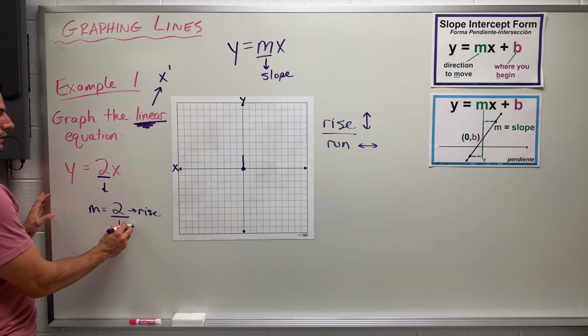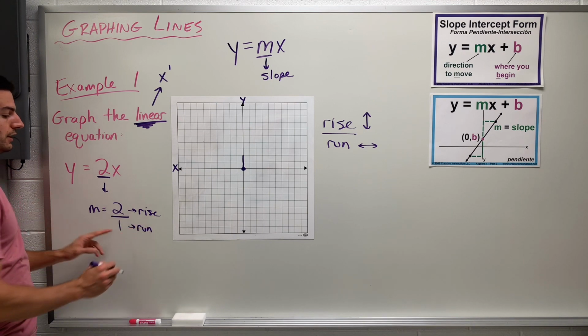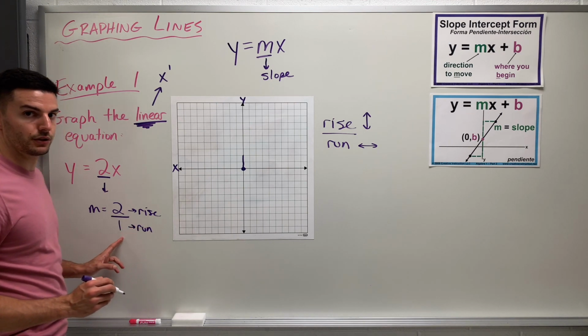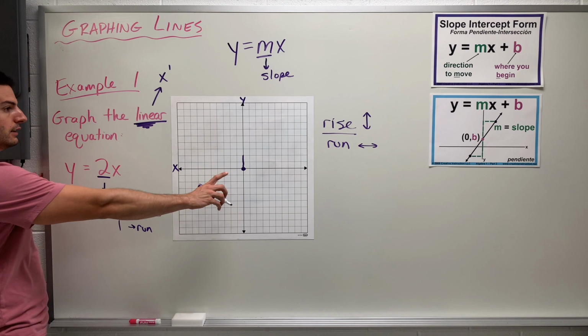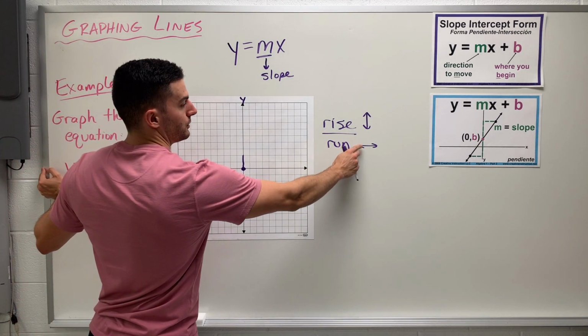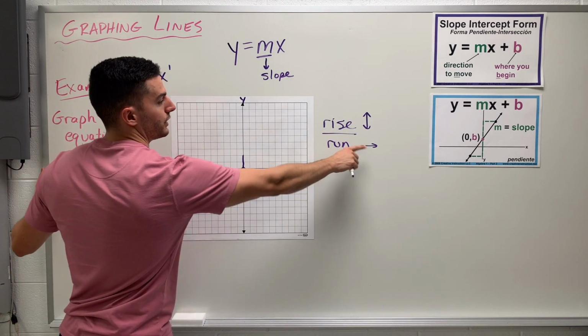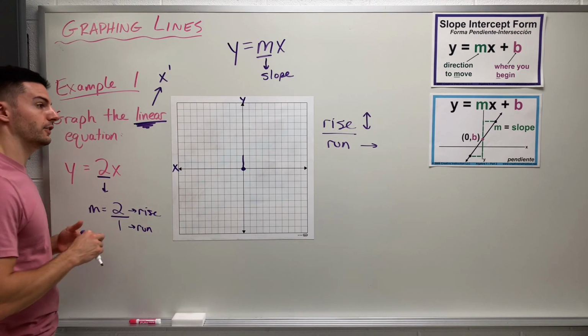So that's my rise. And then your run is just about always positive, and that's helpful for consistency. I have left and right, but just about every time you're thinking of it as moving to the right.